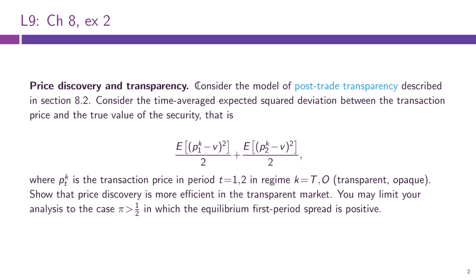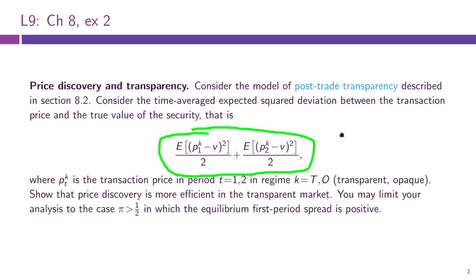So we need to consider the model of post-trade transparency just like we did in class, and we will revisit this model now, because I do not trust that you have done it before the class. We will measure the average price discovery as the time-averaged expected square deviation between the realized prices and the true fundamental value of the asset. In particular, we will be taking this average over time.